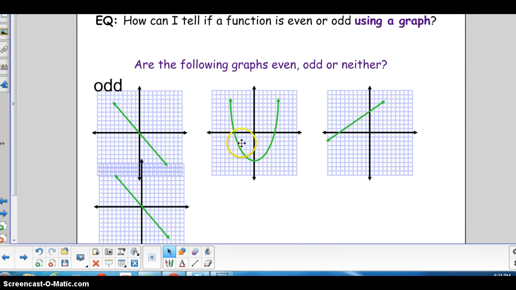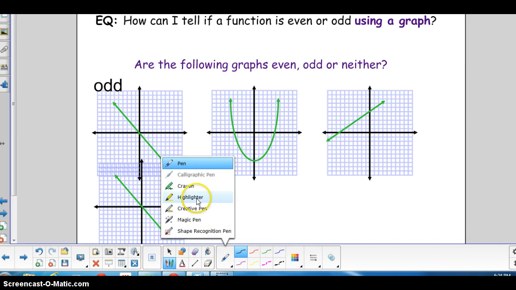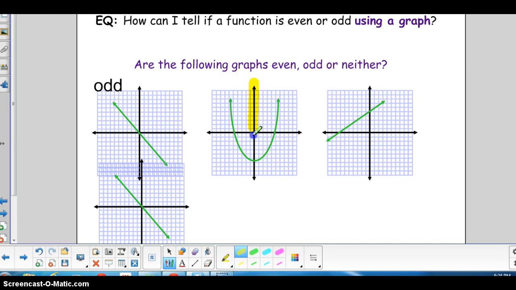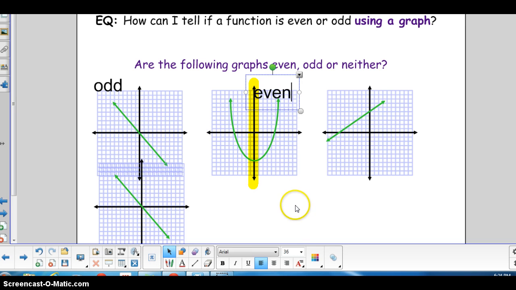All right, what about this one? Looks very similar to our example, but consider if you draw a vertical line down the y-axis, does it look like it's going to match up? Yes, in fact it does. So that one's going to be even.